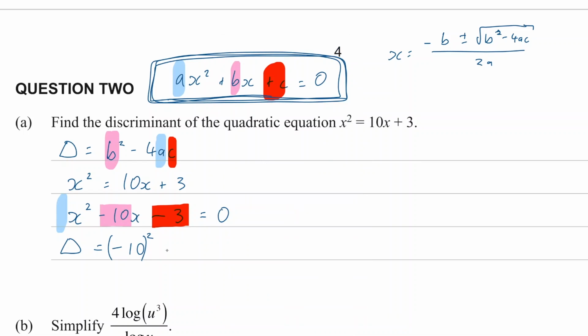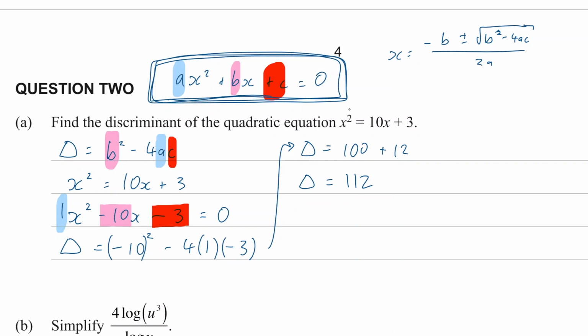So b squared minus 4 times a, which is 1, times c, which is negative 3, which is negative 10 squared, we know is 100, minus 4 times 1 times negative 3, that's positive 12. So the discriminant for this quadratic equation is 112.